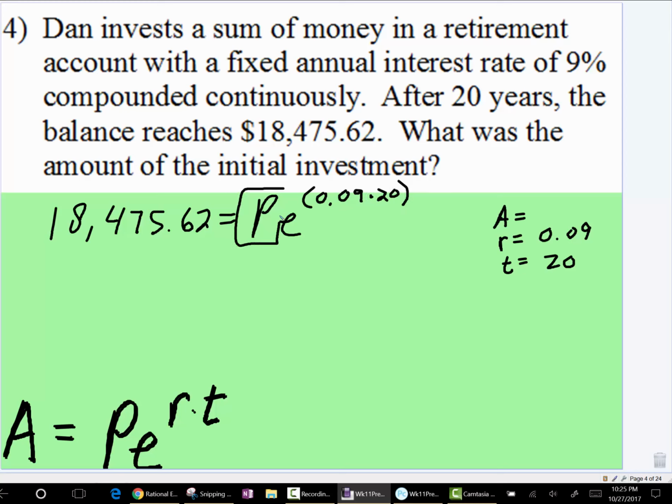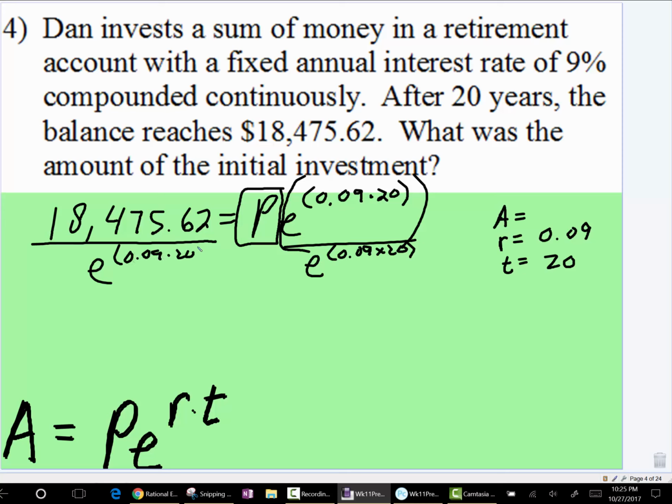Notice we want to get P by itself, and all of this, e to all of that, is attached by multiplication, so we can divide both sides by e to the 0.09 times 20. And guess what? If you're really careful, you can plug that into the calculator, and that's going to give you the answer for P. So this is how you would go about doing that.